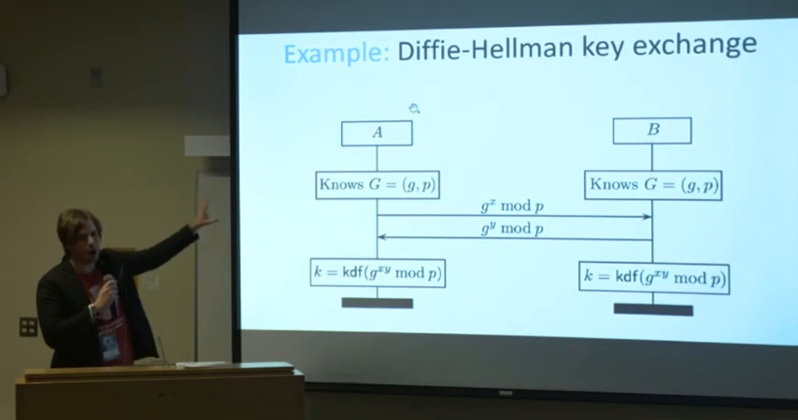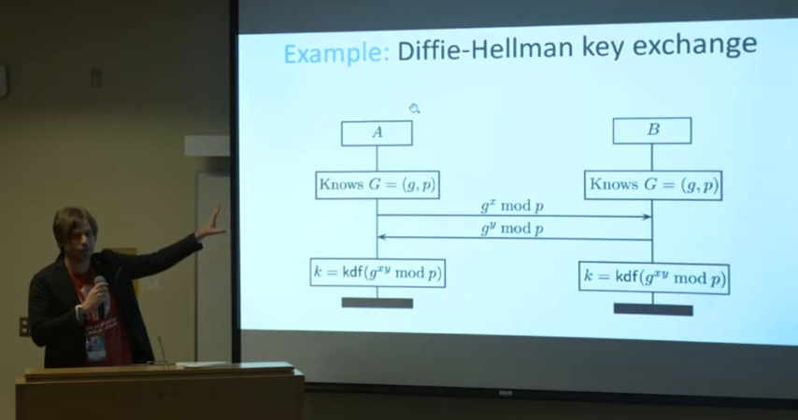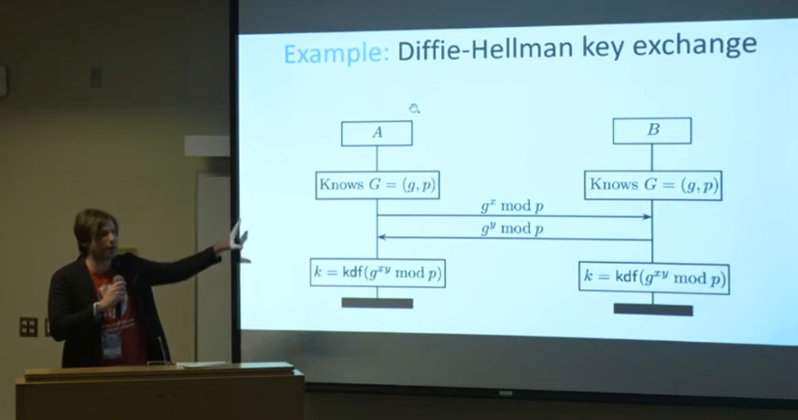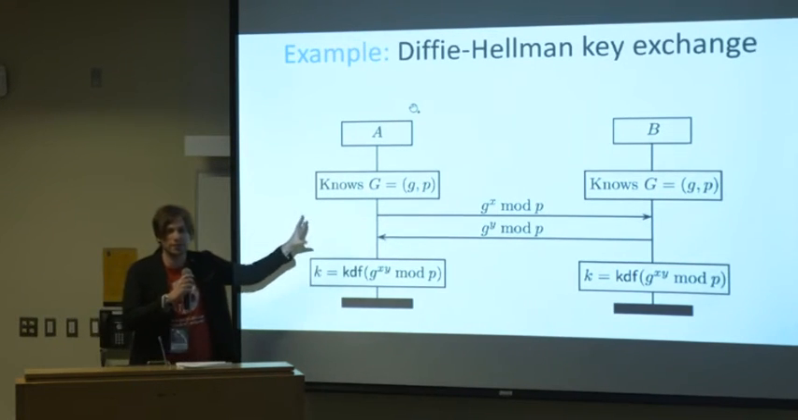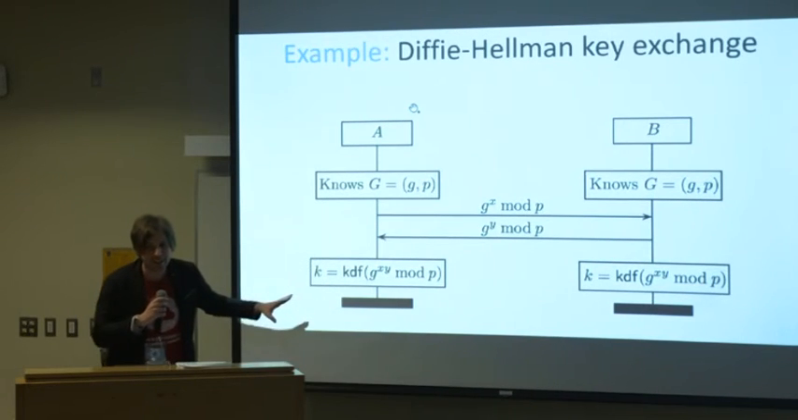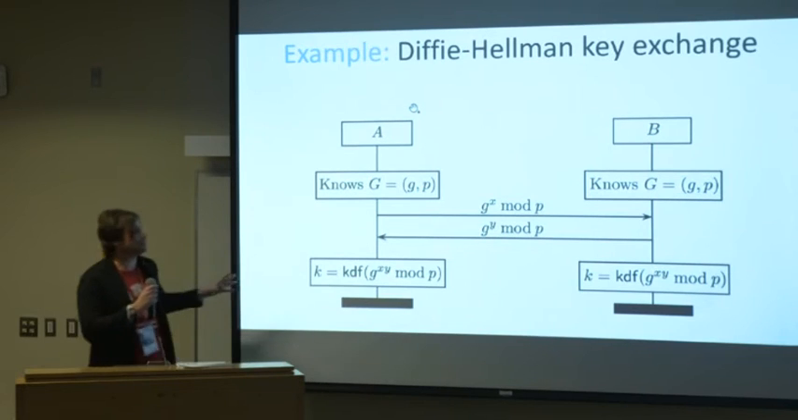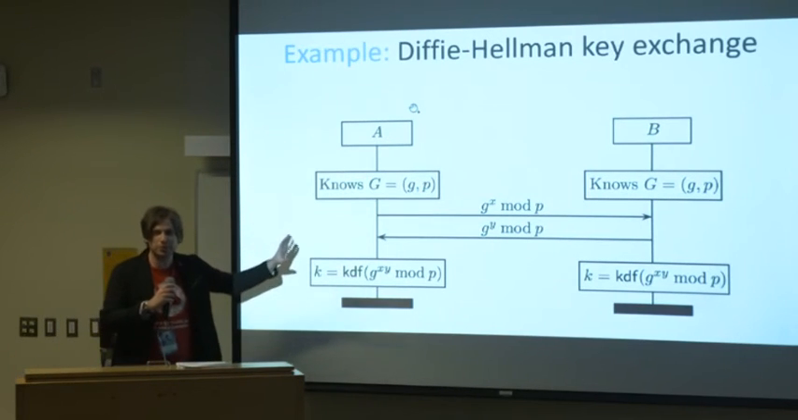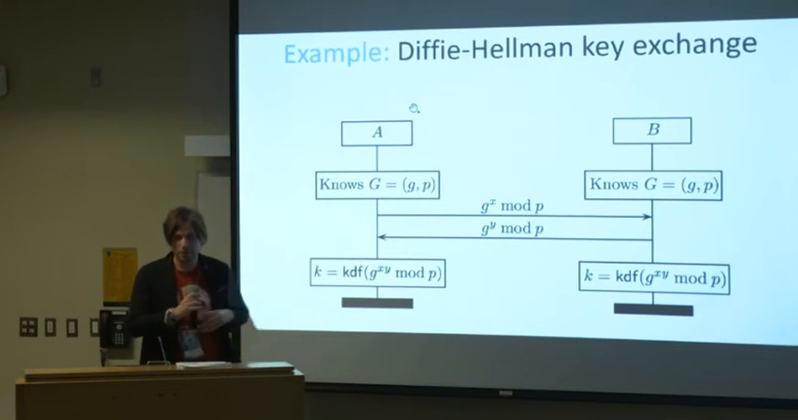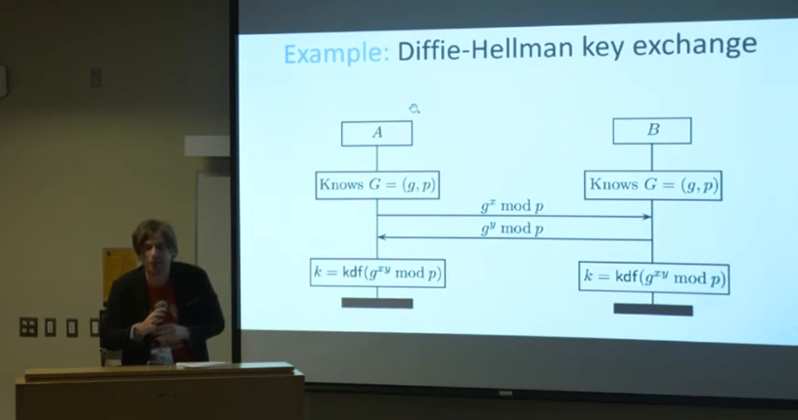Now, what is wrong with this protocol diagram for Diffie-Hellman key exchange? Anyone spot the terrible problem in this diagram? No assumptions? Say again? No assumptions? Well, I mean, yeah, you can pick small groups and stuff, which we'll get back to.